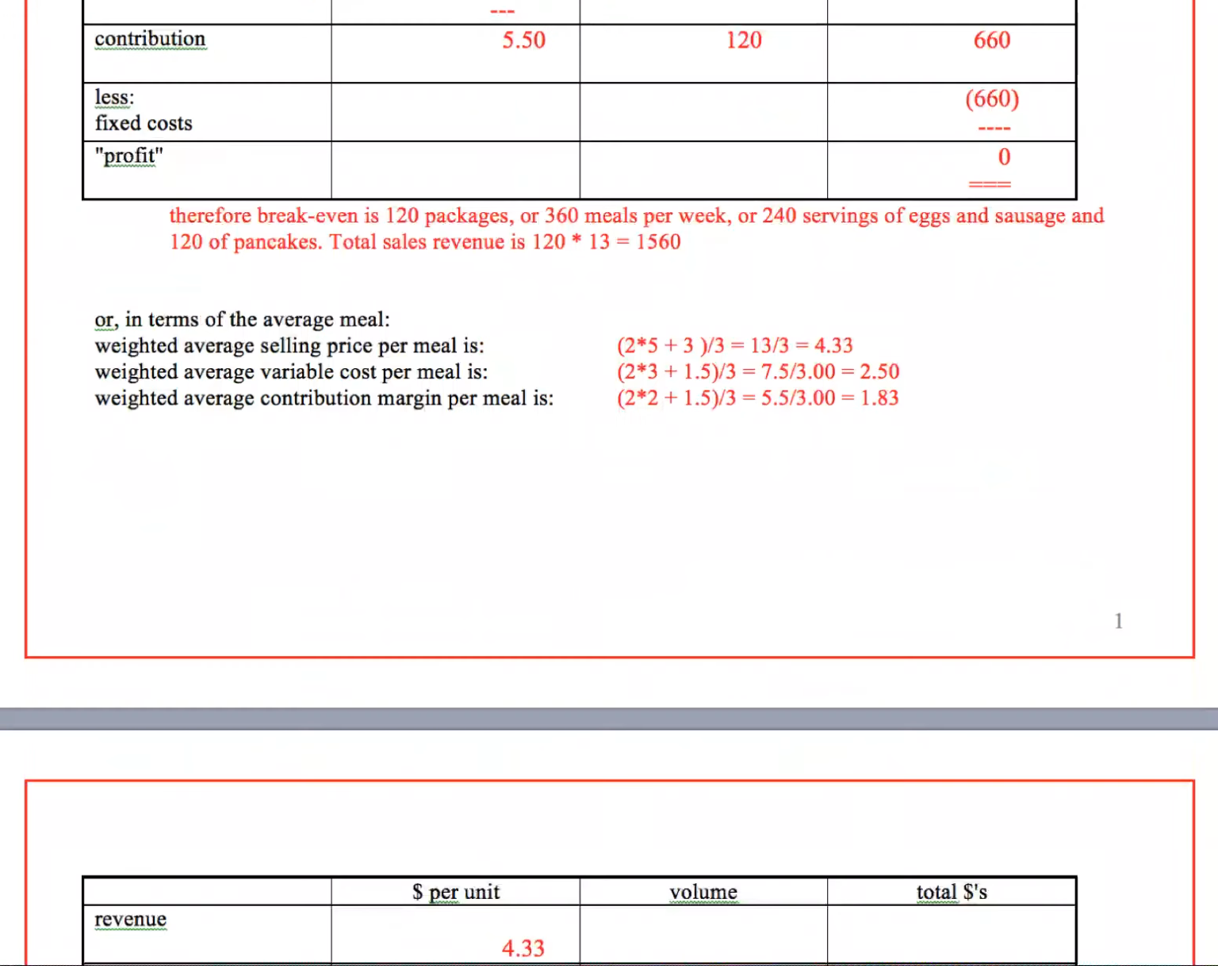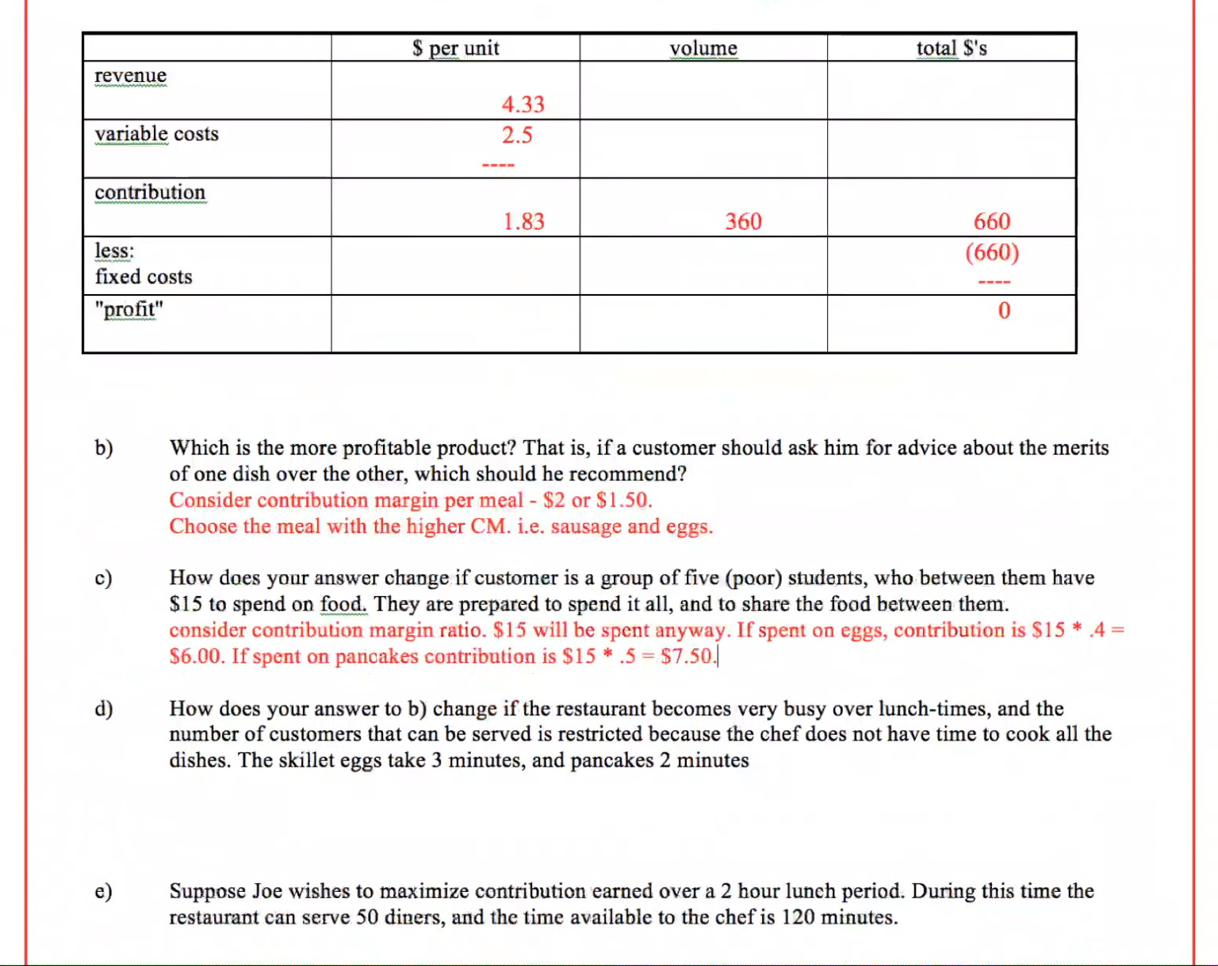And so in terms of what we choose when we want to maximize contribution margin per unit of the limiting factor, and the limiting factor is sales revenue, we're going to use the contribution margin ratio. Okay, so 40% for eggs, 50% for pancakes. We'd recommend the pancakes.